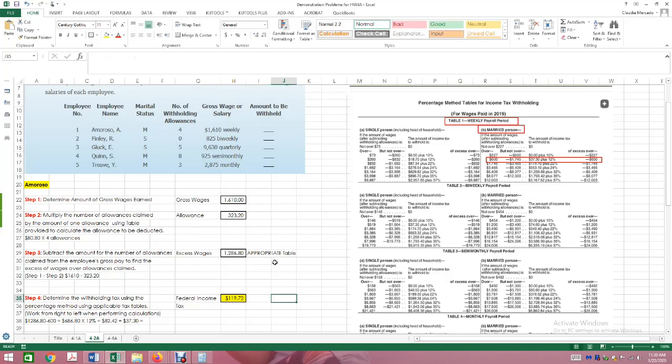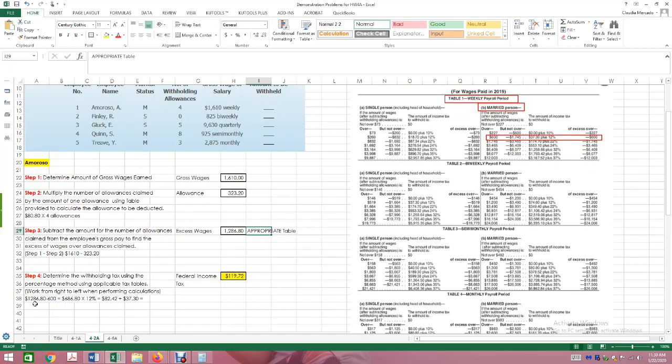There's different tables. You need to look at the appropriate table, okay? In this case, my table is for weekly pay. This person is married. I'm going to locate that dollar amount in my table, okay? And then this is where the calculations start, okay? Your starting point will always be step number 3, which is $1286.80. You're going to subtract that last number right there, which is 600. That's going to give you $686.80.